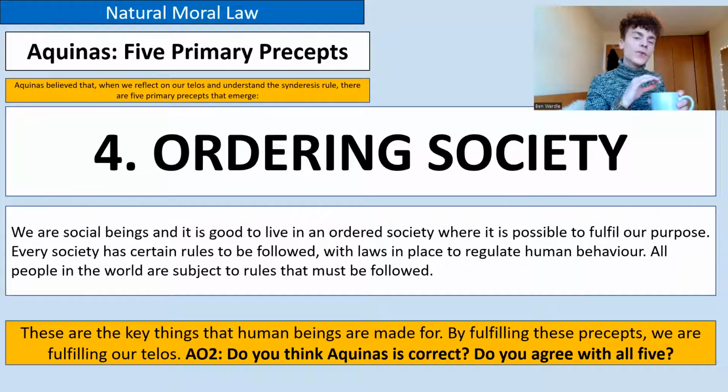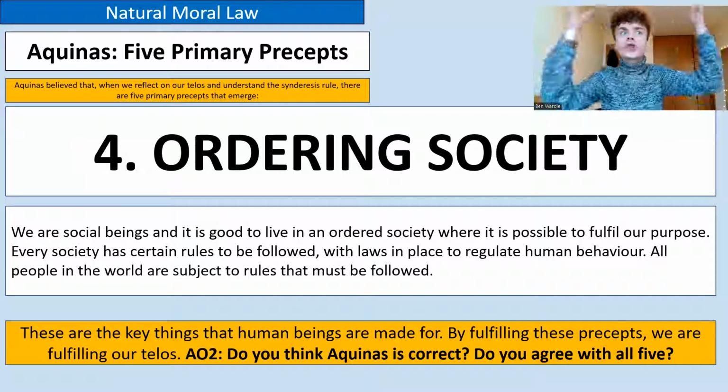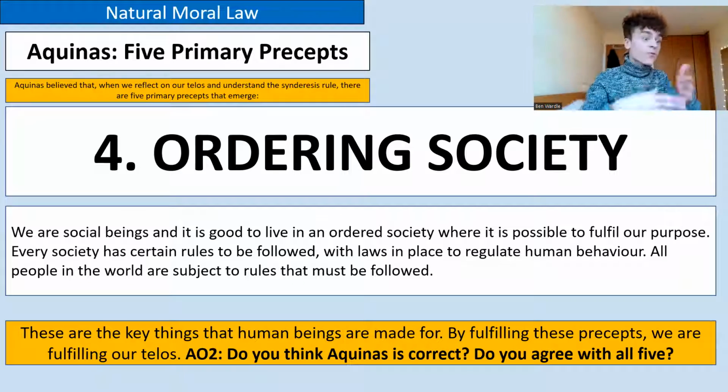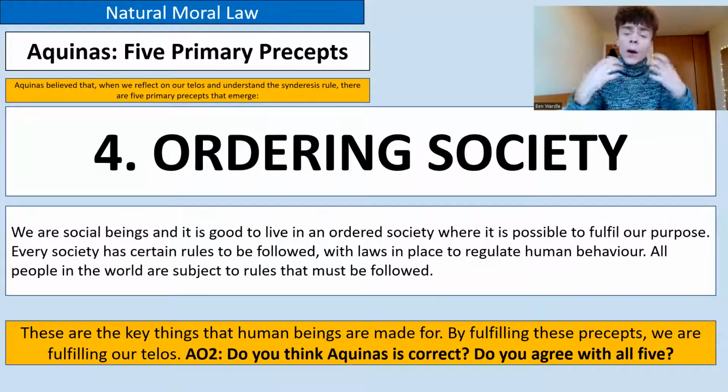How about number 4 then? Number 4, again, I don't think anyone's going to argue with this because we don't want anarchy in the world. It is ordering society. It's the idea we're social beings, and it is good to live in an ordered society where it is possible to fulfill our purpose, to fulfill our telos. So society should be structured and set up in a way that we are able to fulfill our telos, that we are able to be free from as much harm as possible, and we can experience as much fulfillment as possible.